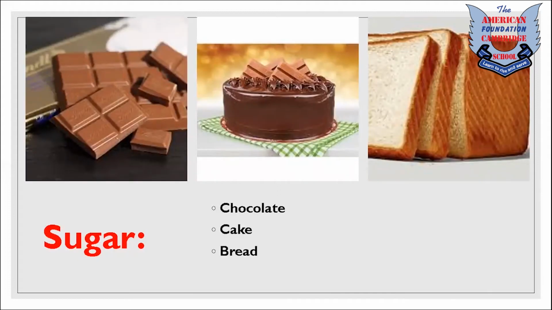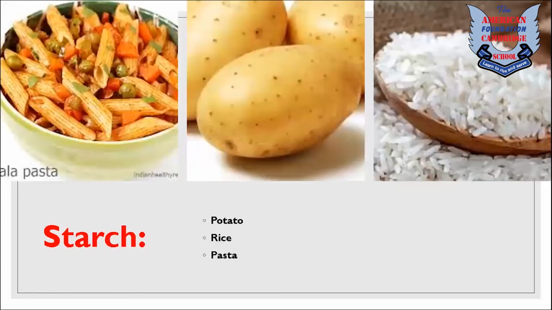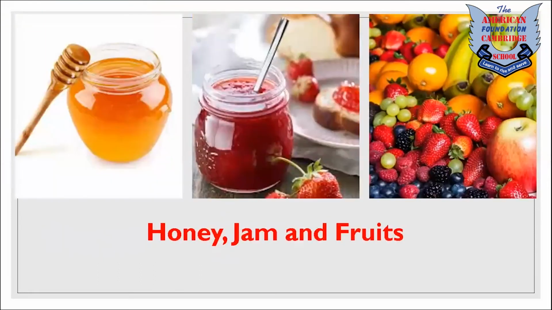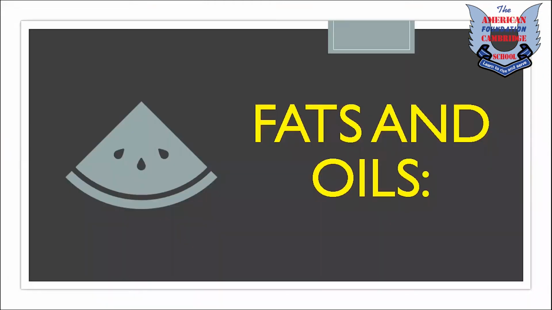Here you can see some sources of sugars. Of course, sugar is a type of carbohydrate, right? Chocolate, cake, and bread are some sources of sugars. Starch, potato, rice, and pasta are some sources of starch, which is again a carbohydrate. Jams, jellies, honey, and fruits are also part of sugar. These also release sugars when consumed.